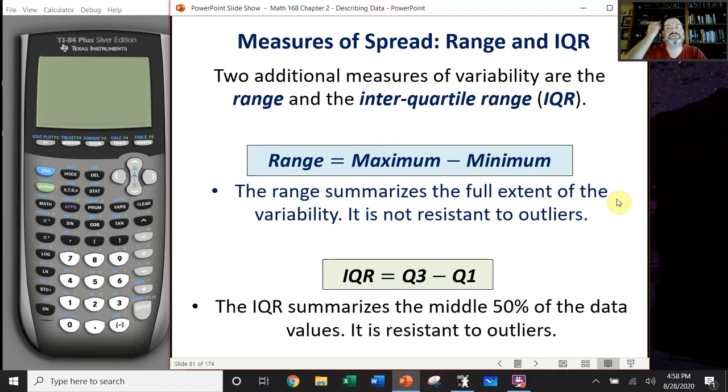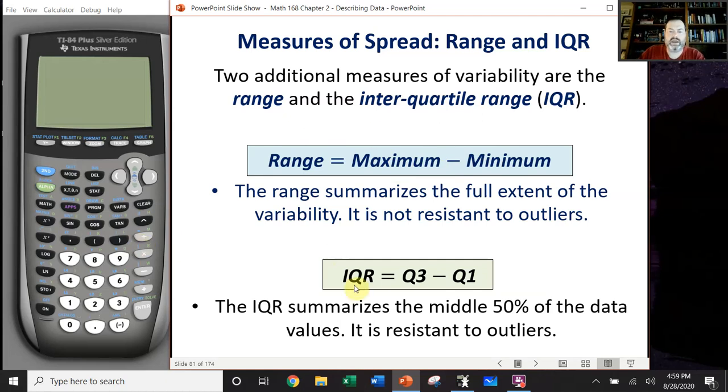All right, last two measures of spread, the range and IQR. So the range is just the maximum minus the minimum. It summarizes the full extent of the variability. It is not resistant to outliers. You can see why, because if there are outliers, one of the outliers might be the maximum and one might be the minimum, so the range is very non-resistant. It's easily influenced by outliers.